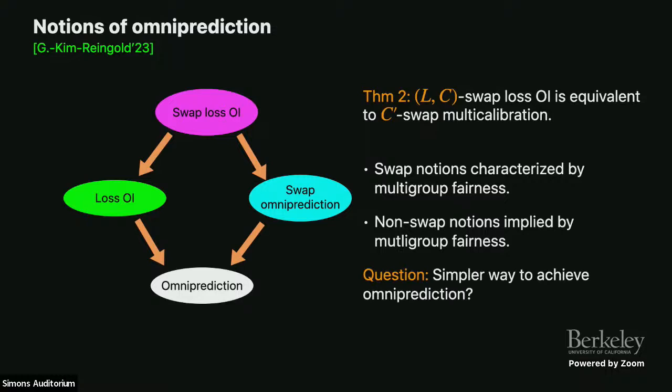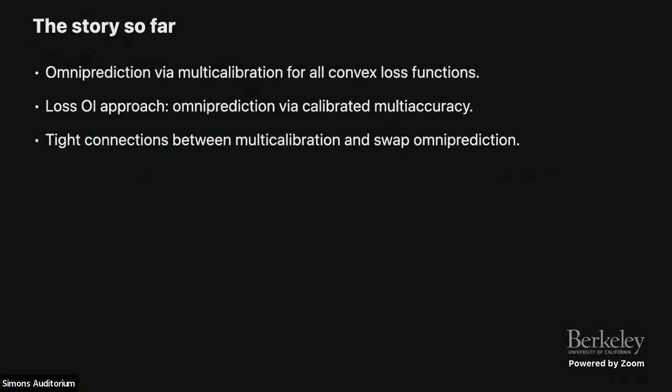Right? Okay. So I think I'm out of time and I'm out of slides. So it's a happy coincidence. What we've seen so far is that omniprediction is this natural notion. It turns out to have this tight connection to multicalibration for convex losses. Loss OI is a stronger notion of omniprediction, inspired by outcome indistinguishability. It's connected to its own multigroup fairness notion called calibrated multi-accuracy. And we've seen some connections in the reverse direction. There are tight connections between swap notions of omniprediction and some multigroup fairness notions.